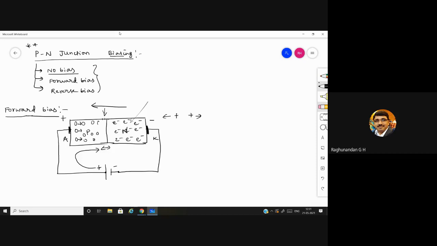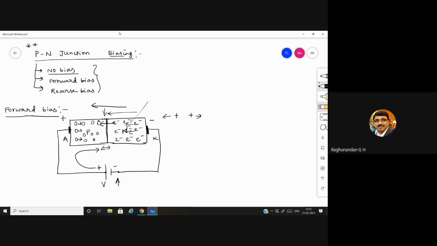Even electrons are negative charge carriers, so these electrons also get repelled. When you keep on increasing the voltage of the battery, the electrons start repelling and moving. When you increase this voltage more and more, the mobility of the electrons will increase. So what happens when mobility increases? These electrons can overcome this potential barrier and start moving.